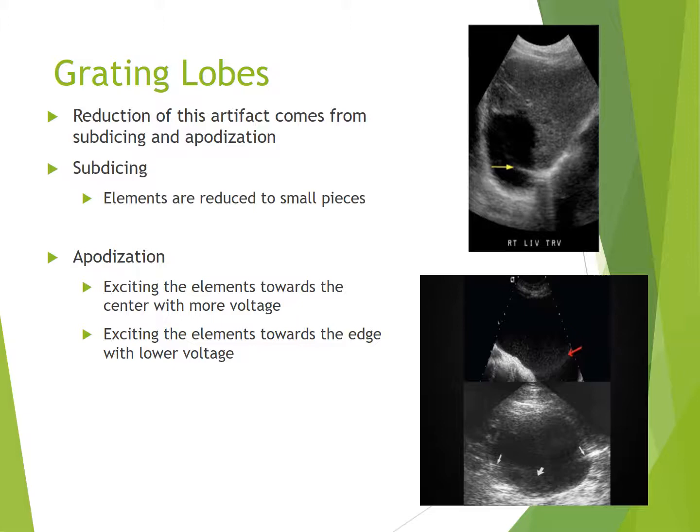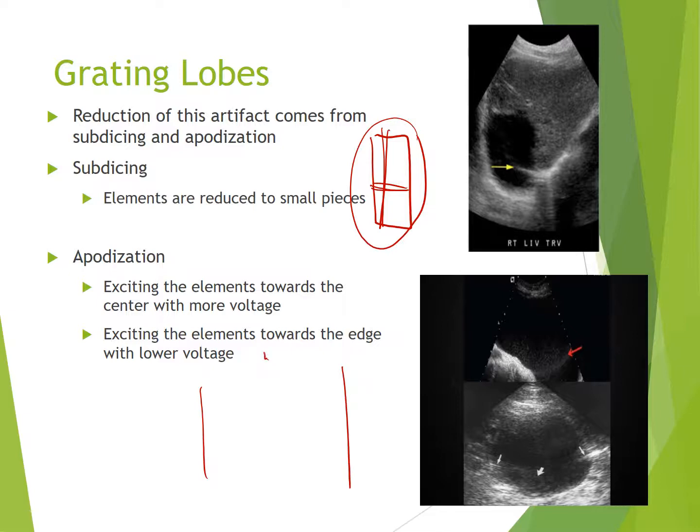So again, with grating lobes, you should already know this, but we can reduce this artifact through subdicing and apodization. Subdicing again is breaking those elements into smaller pieces. So if this is my PZT crystal, we can break it into smaller crystals, but treat them all as one. Apodization, if you'll remember, is telling the probe to send out a really strong electrical signal to our more central PZT crystals, and then weaker signals out to those side ones. It makes the main beam that much stronger and makes our side grating lobes quite a bit weaker.